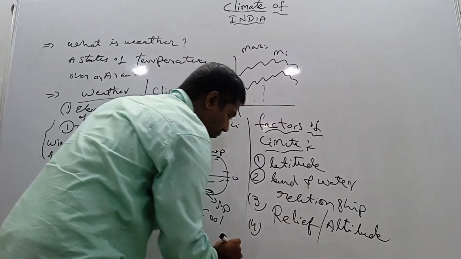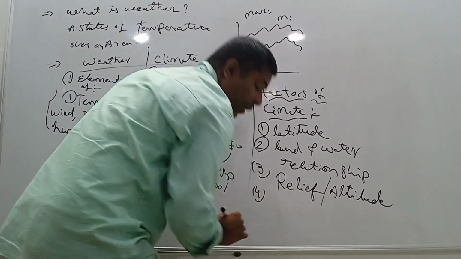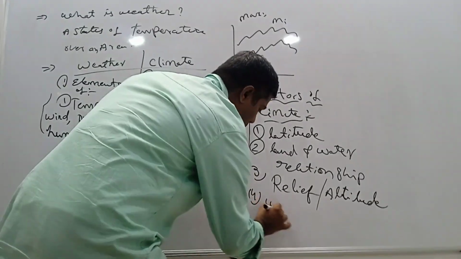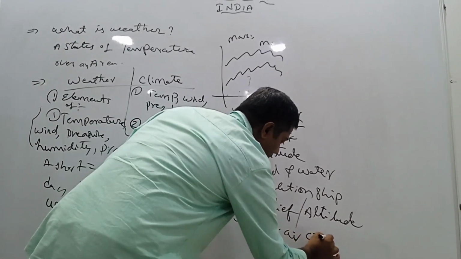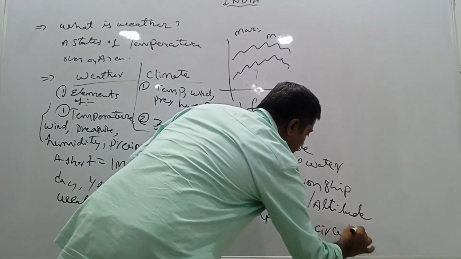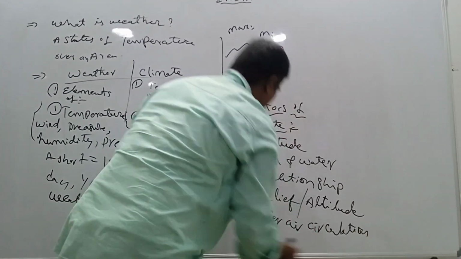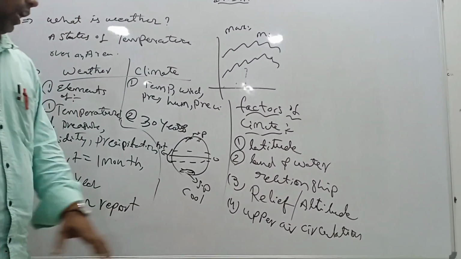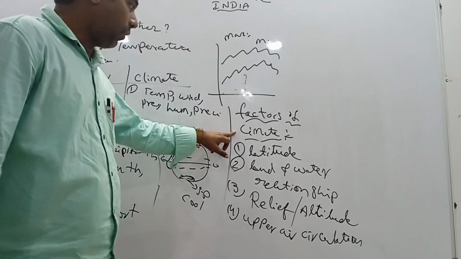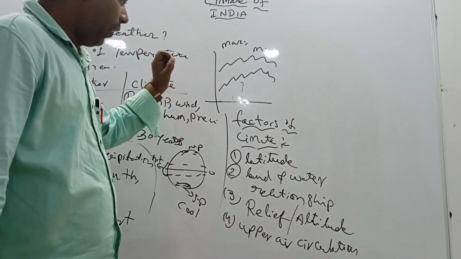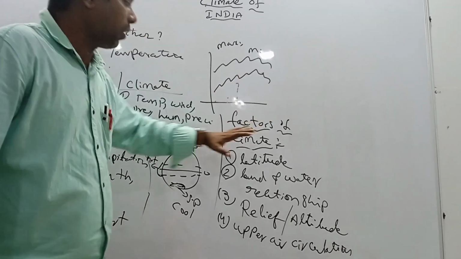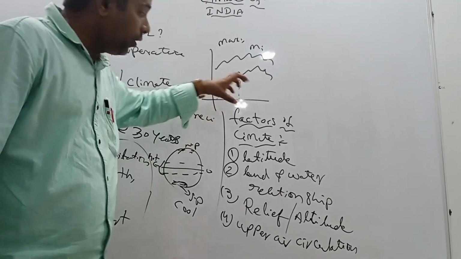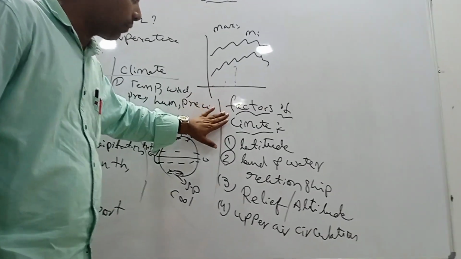Fourth one is upper air circulation. These are called factors of climate. Once again I repeat: factors of climate means those factors that influence the climate. That is called factors of climate.